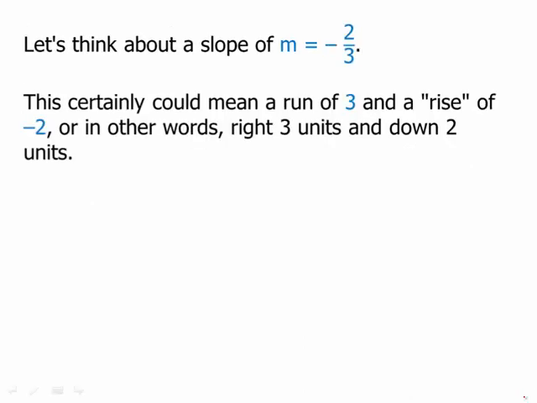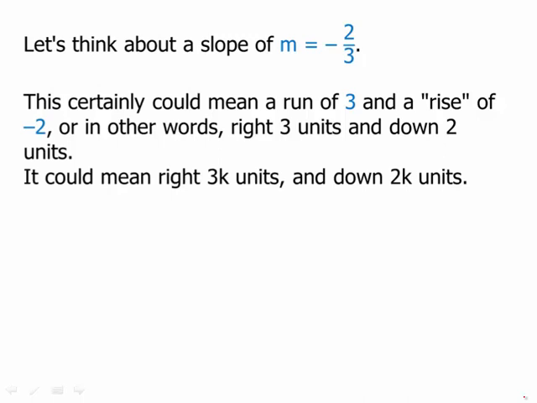Let's think about a slope of -2/3, a fractional slope. This certainly could mean a run of 3 and a rise of -2, or in other words, to the right 3 units and then down 2 units. That's one thing it could mean. It could mean to the right 3k units and down 2k units, again, as long as we're going in this same proportion. We could go to the right, say 30 units, and down 20 units, something like that.